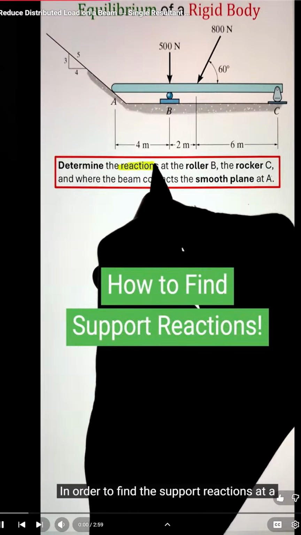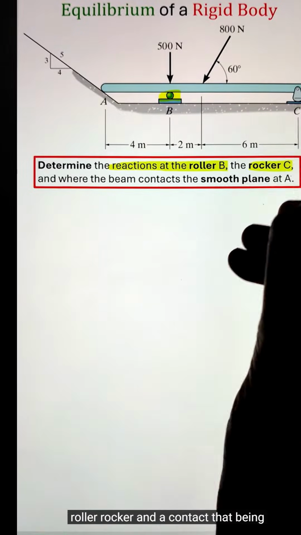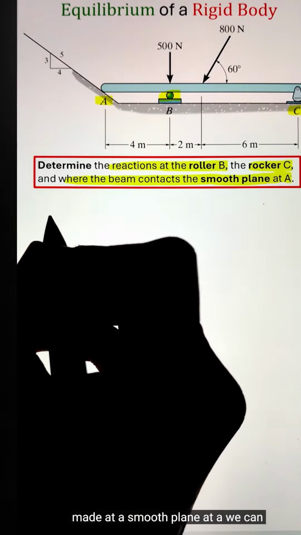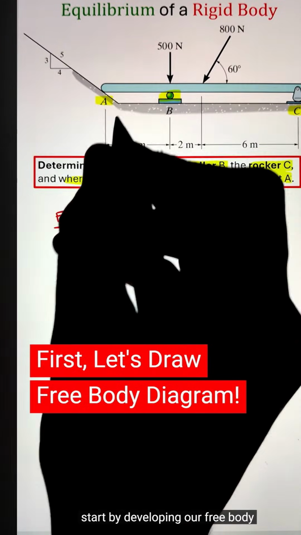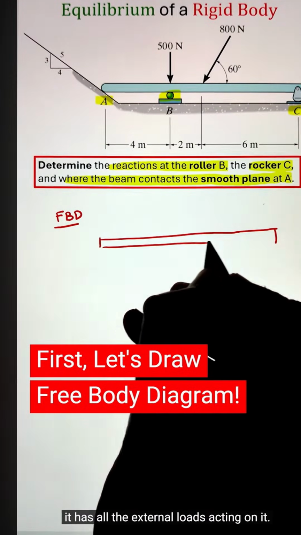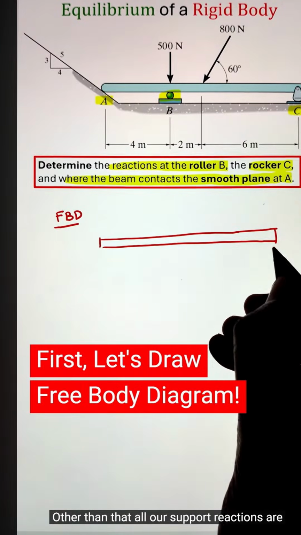In order to find the support reactions at a roller, a rocker, and a contact where the beam mates at a smooth plane at A, we can start by developing our free body diagram. Now the free body diagram has all the external loads acting on it. Other than that, all our support reactions are listed.